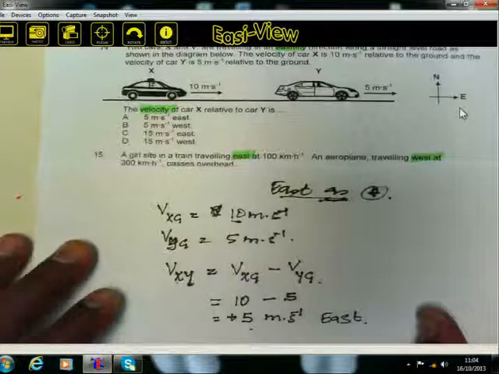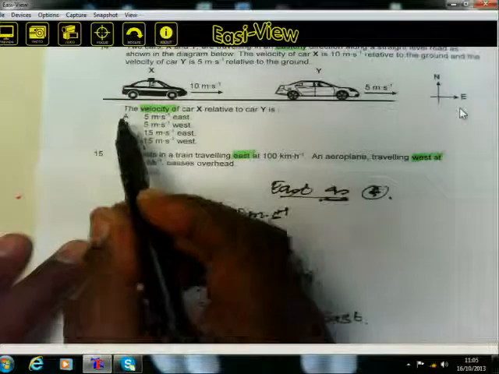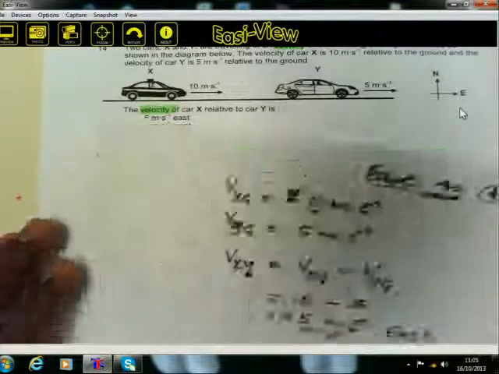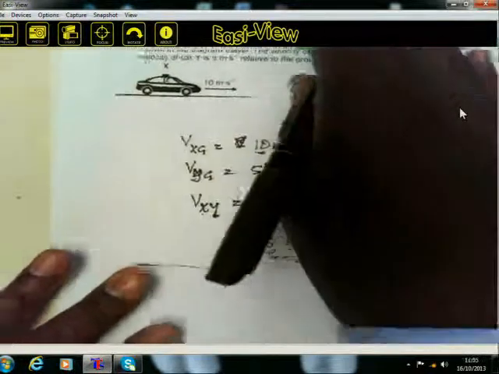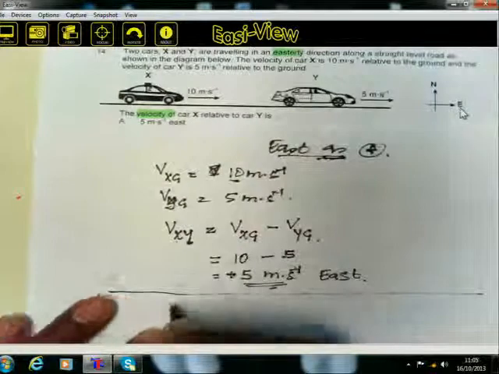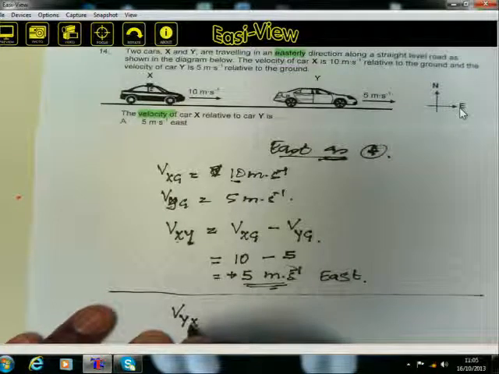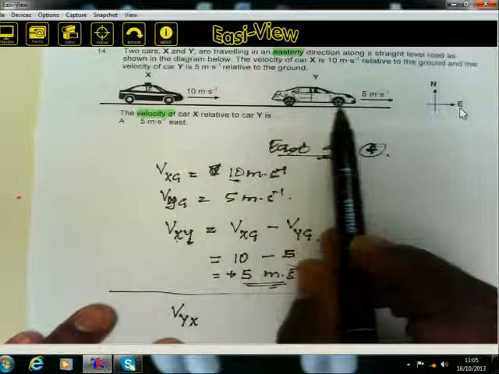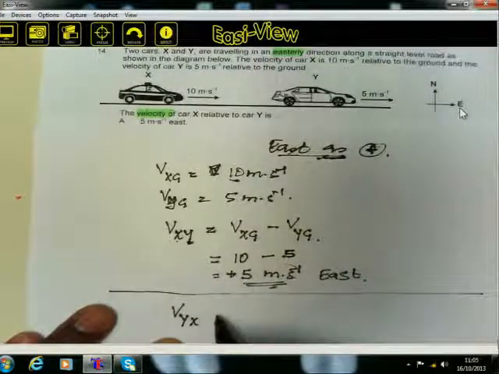Perhaps for interest's sake, if we look at that answer, it gives A as the correct answer. For interest's sake, maybe we could also look at another scenario. Let's say, what would be the velocity of y relative to x? In other words, what would be the velocity of y as seen by x?